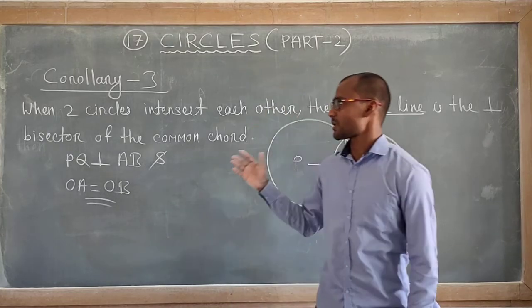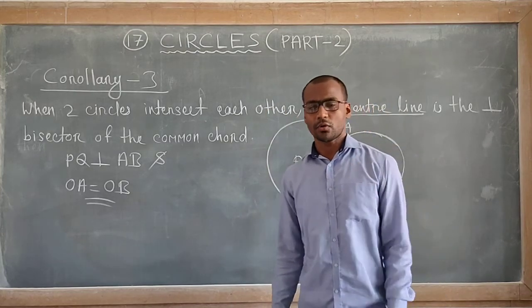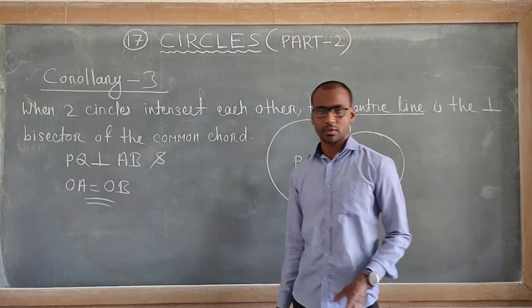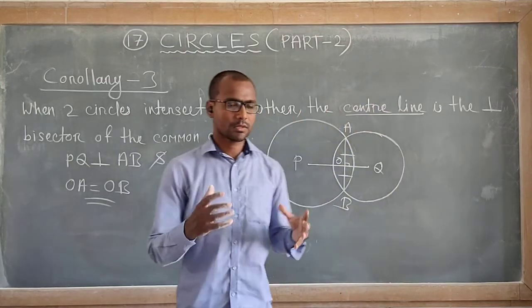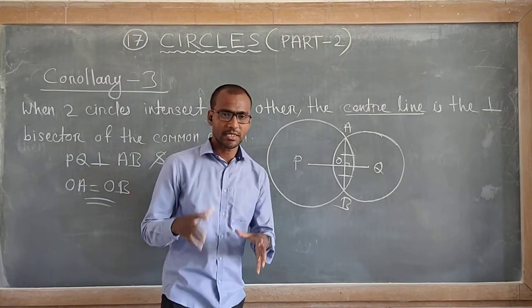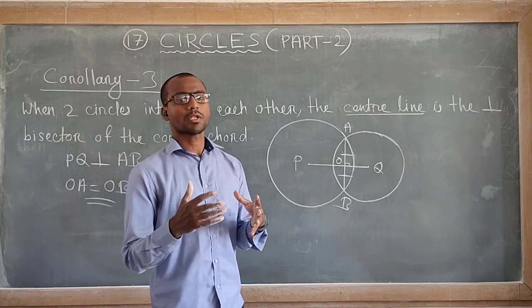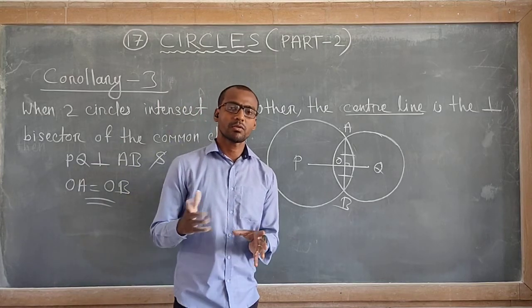So these are the three corollaries and 5 theorems. I hope you have understood. So first revise this and digest the theorems and corollaries, then we will move to problems.